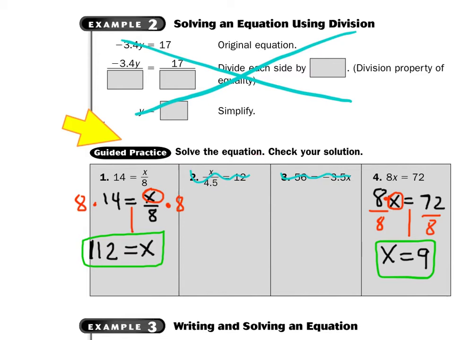Okay, let's talk about the guided practice. They want us to solve the equation. Take a look at number 1. 14 equals x divided by 8. So I wrote it just like they gave it to me. 14 equals x divided by 8.